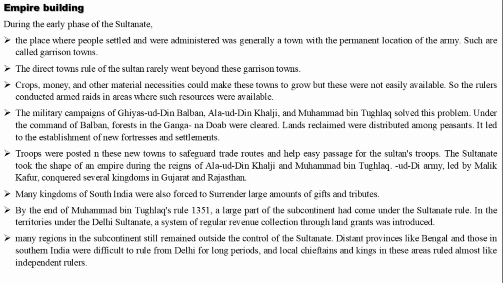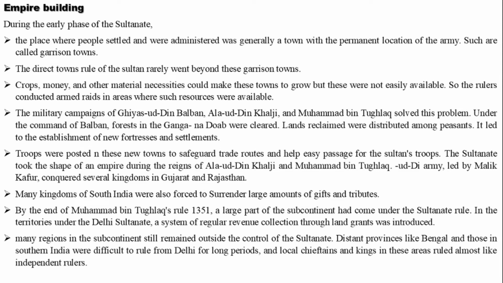The Sultanate took the shape of an empire during the reigns of Ala-ud-din Khalji and Muhammad bin Tughlaq. Under Ala-ud-din's army, Malik Kafur conquered several kingdoms in Gujarat and Rajasthan. Many kingdoms of the south also surrendered in return for gifts and tributes. By the end of Muhammad bin Tughlaq's rule in 1351, a large part of the subcontinent had come under Sultanate rule.